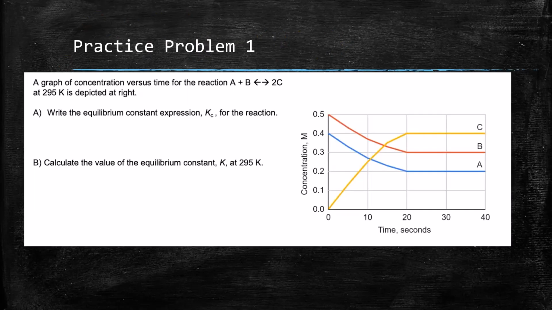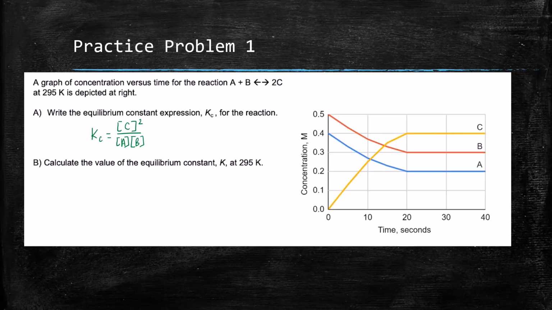So let's go ahead and take a look at practice problem 1. A graph of concentration versus time for the reaction A + B gives 2C at 295 Kelvin is depicted at right. This should look familiar, but we're going to ask a little bit different questions. So part A, write the equilibrium constant expression for Kc for the reaction. Again, this should be easy. Remember products over reactants, and make sure that you're raising the concentrations to the coefficients. And so when we do that, we get Kc equals the concentration of C squared divided by the concentration of A times the concentration of B.